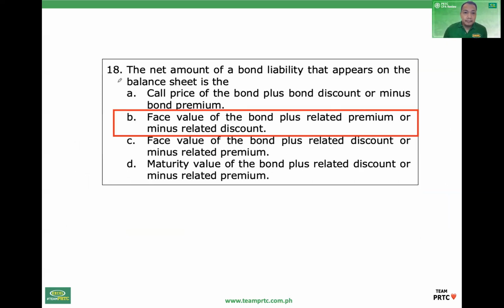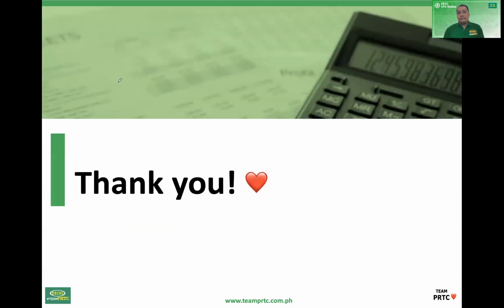So ang sagot dyan, letter B. Face value plus kung merong unamortized premium or minus yung related discount, minus kung meron man yung bond issue cost. A, C, and D are incorrect presentation. Incorrect statement siya. Okay, so that's accounting for bonds payable.